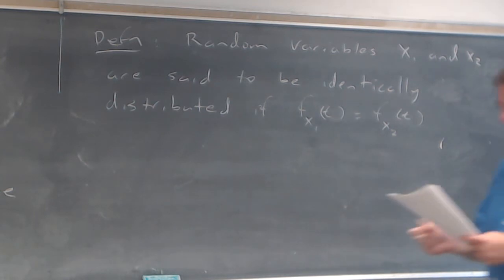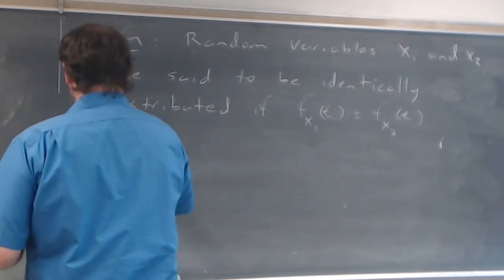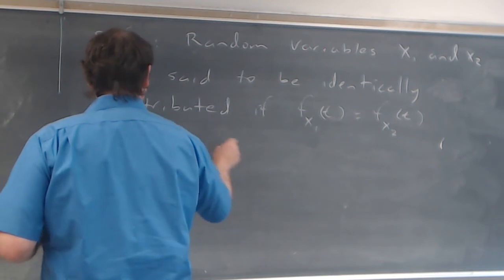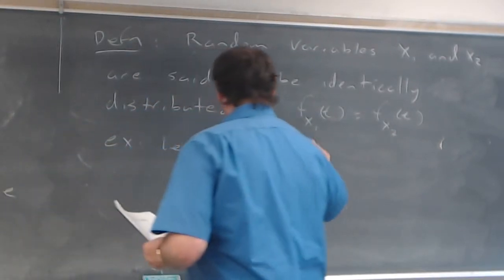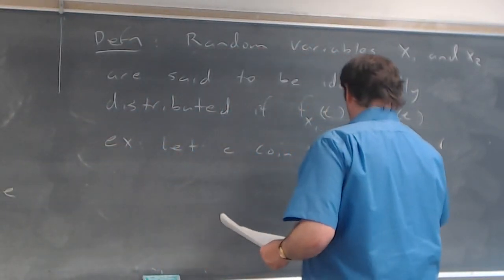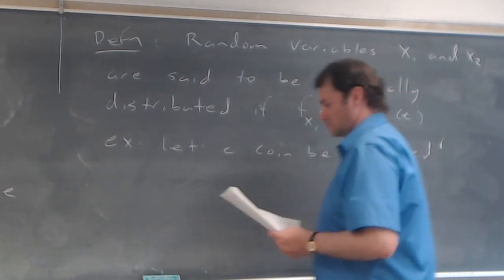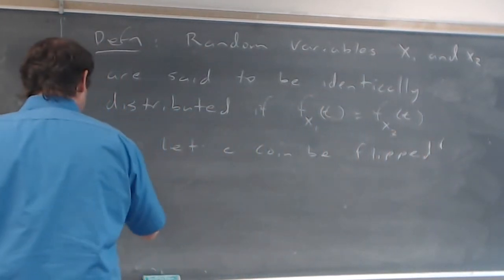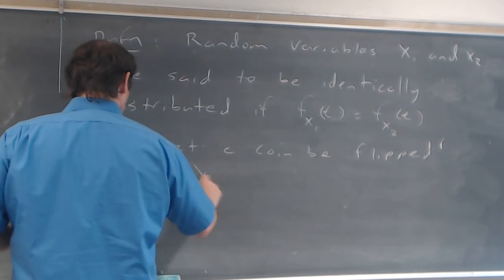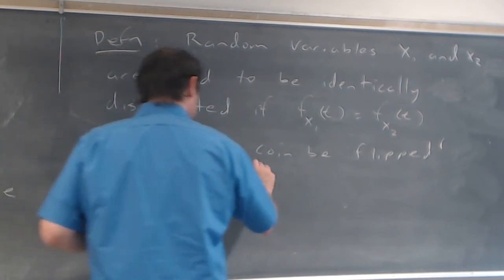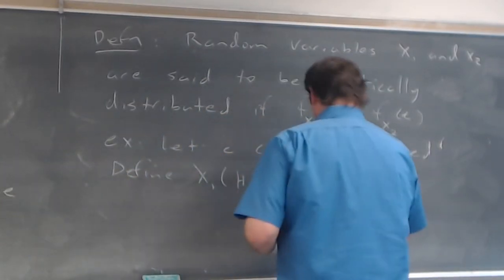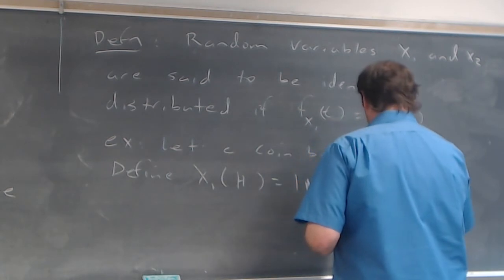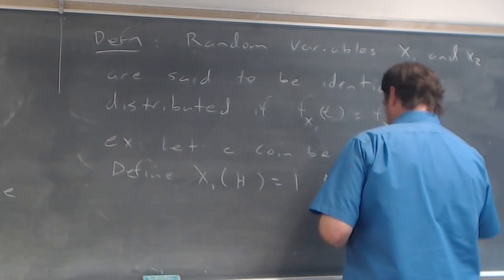And as an example, let's let a coin be flipped. And we define X of 1 of heads to be equal to 1, and X of 1 of tails to be equal to 2.